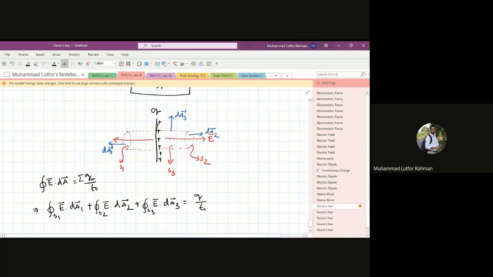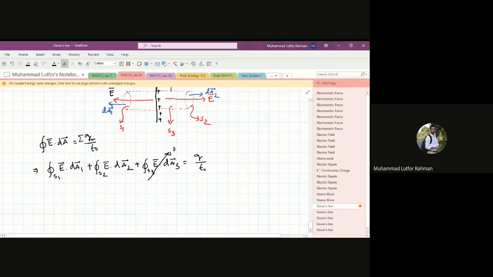Now look at this. This dA1 and this electric field vector are parallel to each other, right? For surface S1 and for surface S2. But for surface S3, it is perpendicular to the electric field vector. That means the angle between these two vectors is 90 degrees here. The angle for surface 2 is 0, and for surface 1 it is also 0. That's why I can say that for surface 3, this part would be 0, because the angle between these two vectors is 90 degrees and cos 90 is 0.